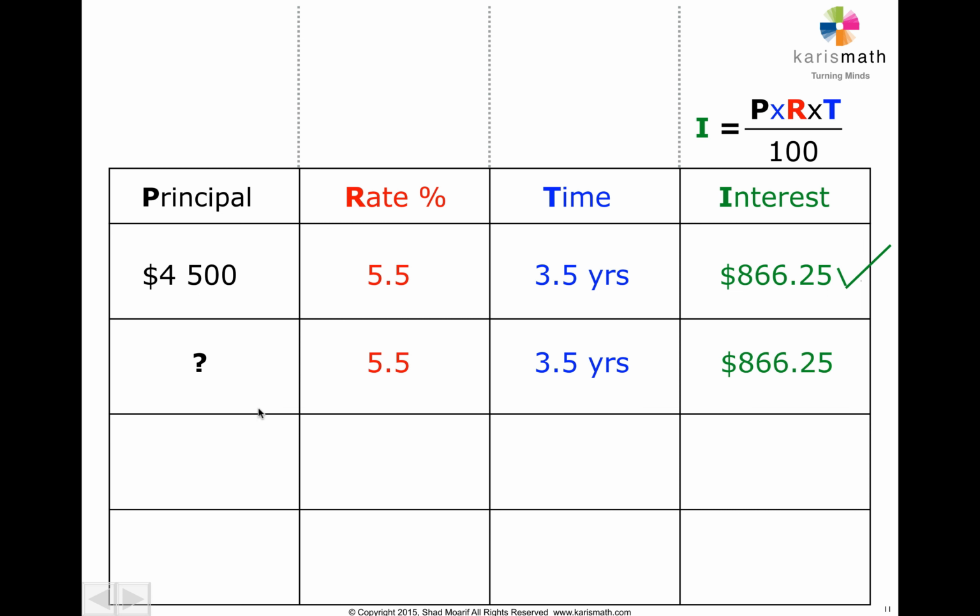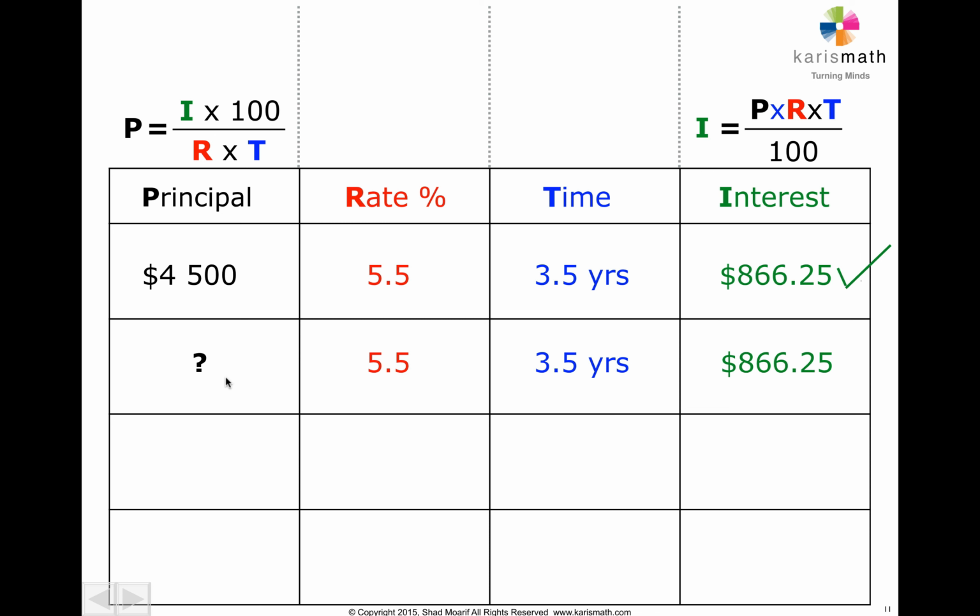Okay, now find this one. What will be the answer for this? The formula that you're going to apply is the one for P, which is, very good, I times 100 over R times T. Excellent. Now you work this out. Put this video on pause, work it out, find the answer. After you find the answer, resume the video, okay?